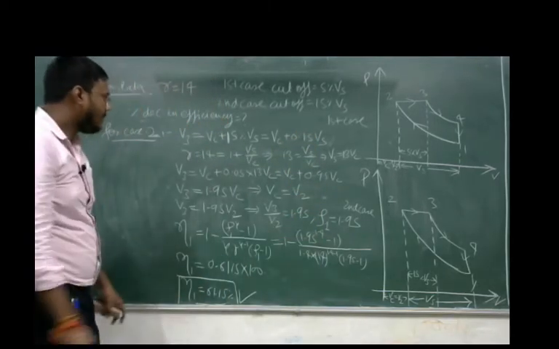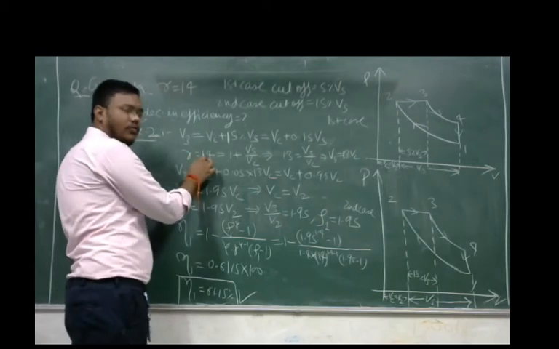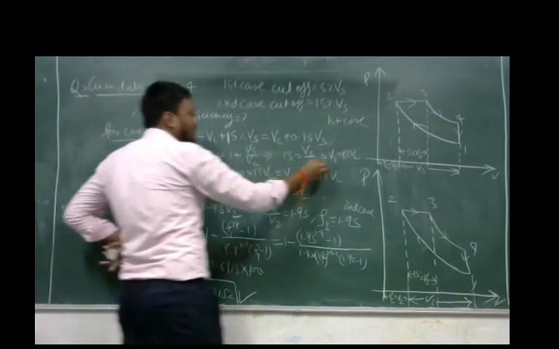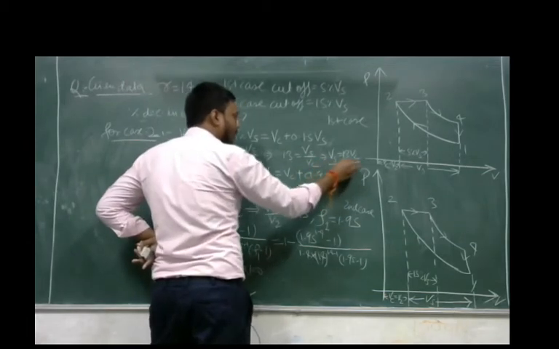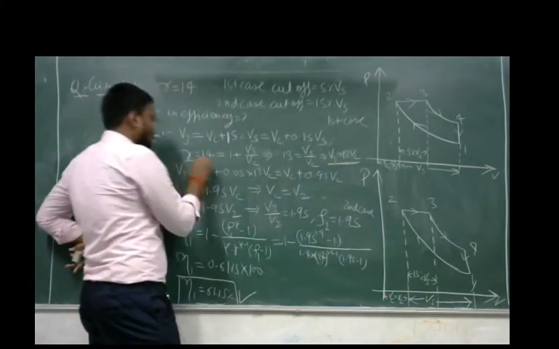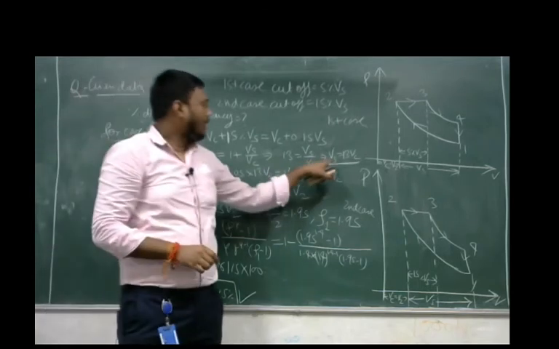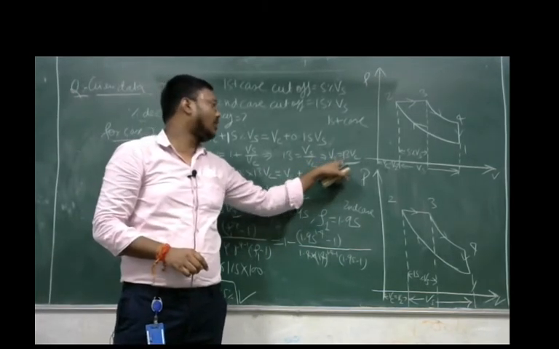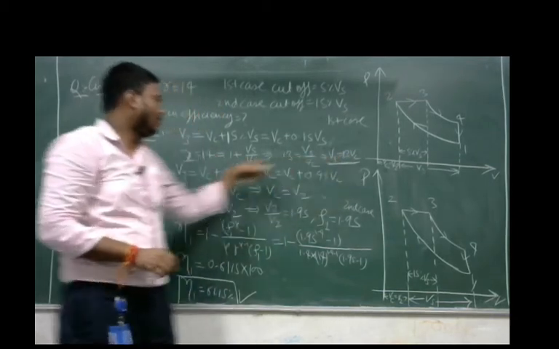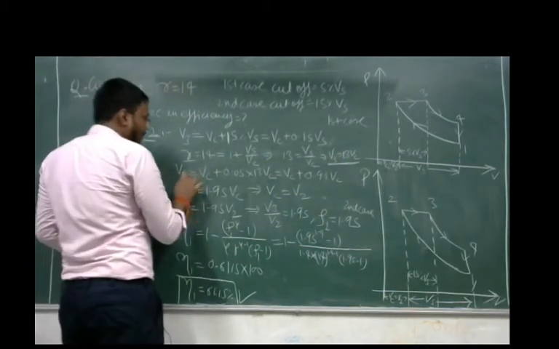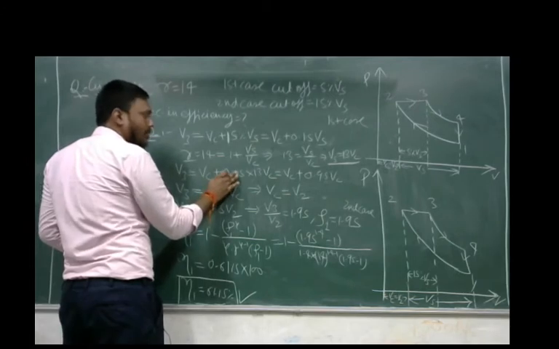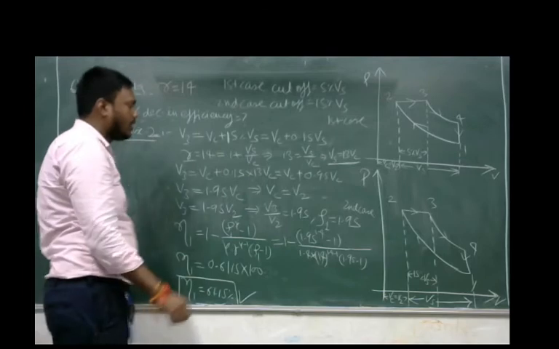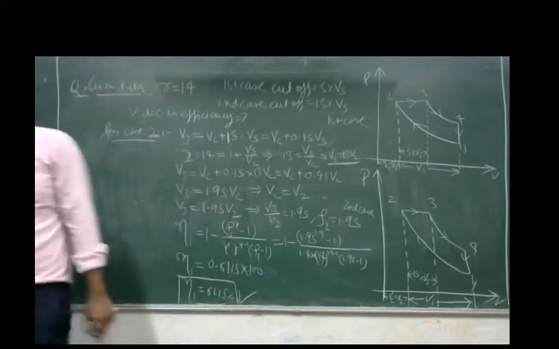Now the value of R remains the same, 14. So 14 equals 1 plus Vs by Vc, and we get Vs equal to 13 Vc. It remains the same, as there is no change in the compression ratio. So the value of Vs in terms of Vc remains the same, Vs equal to 13 Vc. But here V3 is equal to Vc plus, in place of 0.05 we write 0.15 into 13.